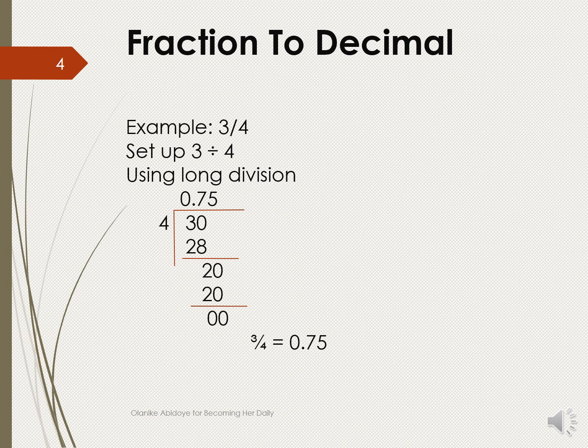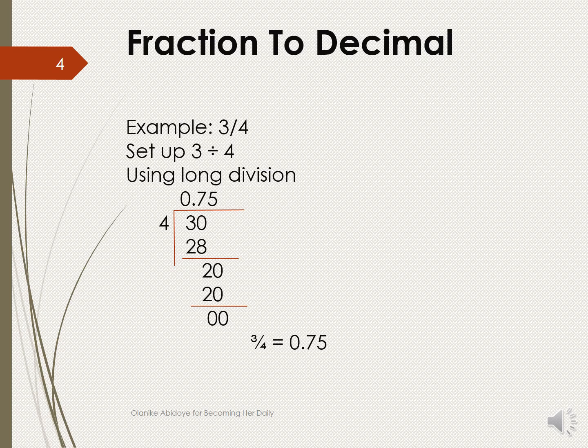And that will be 4 times 7, that will be 28. And that's how we have 28 here. Then we can subtract 28 from 30. That will give us 2. But because of this point also, we can change that 2 to 20. We bring another 0. That will make it 20.